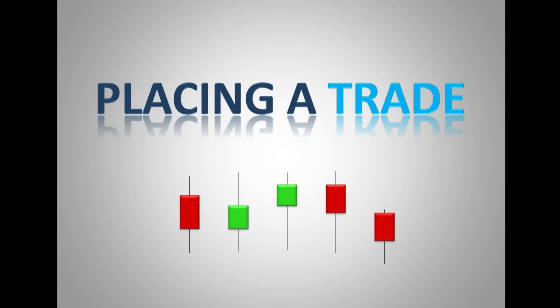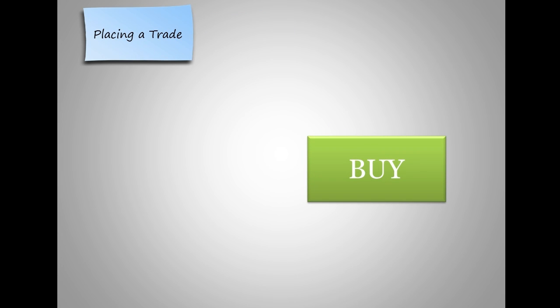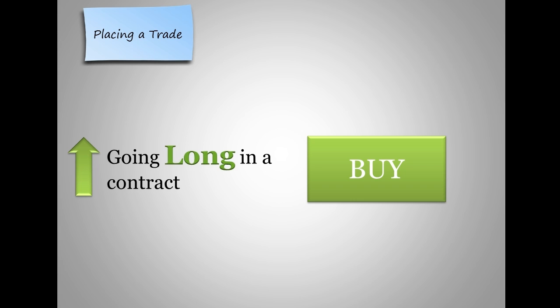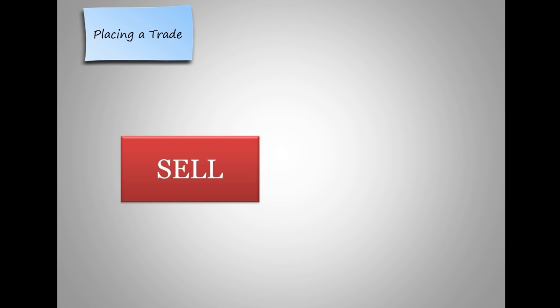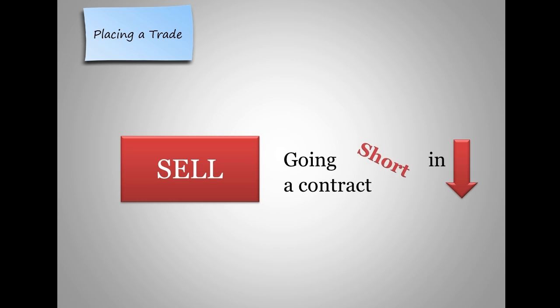There are two types of orders you can place in CFD. First is the buy order. Buying is to basically go long in a contract, and that is to predict that the price of a share or index will increase over a certain period of time. Alternatively, we can sell. Selling is to go short in a contract, and that is to predict that the price of a share or index will fall over a period of time.